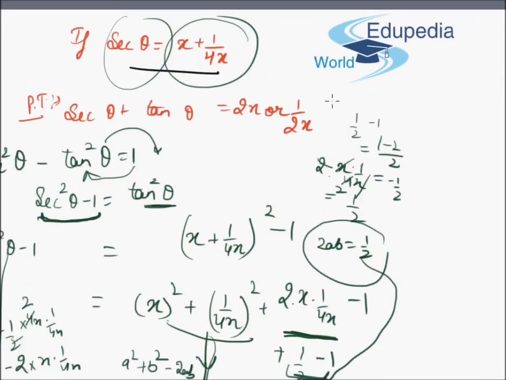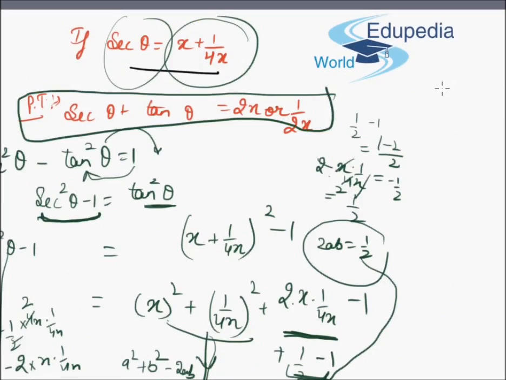So it was the desired part, and hence we have achieved the desired result. So friends, that's all in these 2 proof based questions on trigonometry.